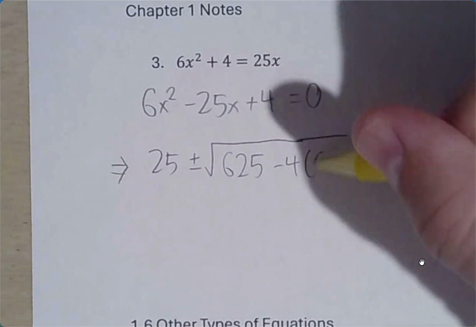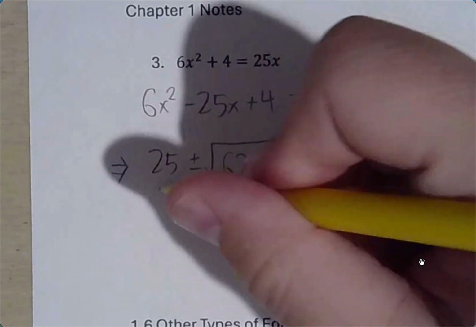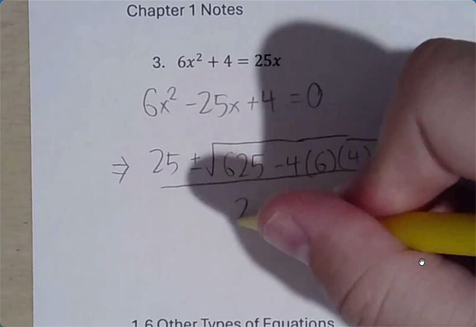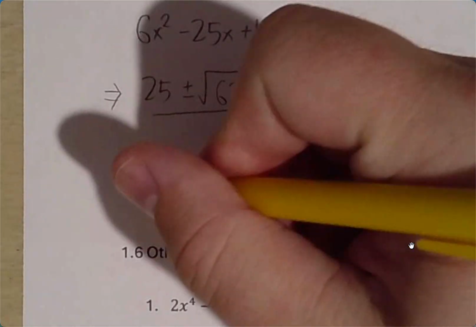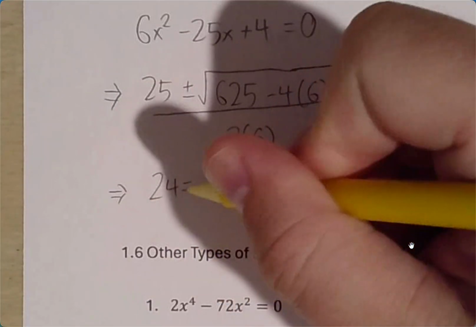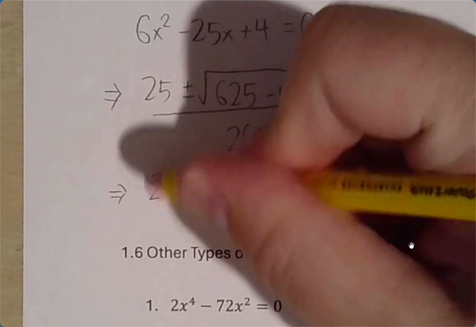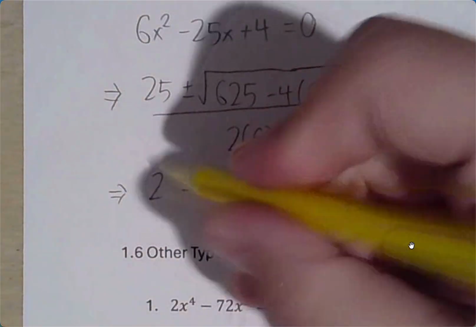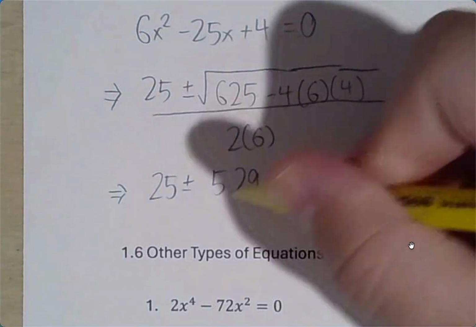Minus 4 times a times c. Nasty. All over 2 times a. Let me double check. All right, it was 625. And now I need to get one number inside the square root. And that number is going to end up being 529 when you work it out.